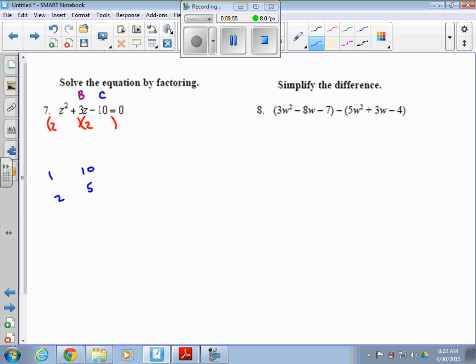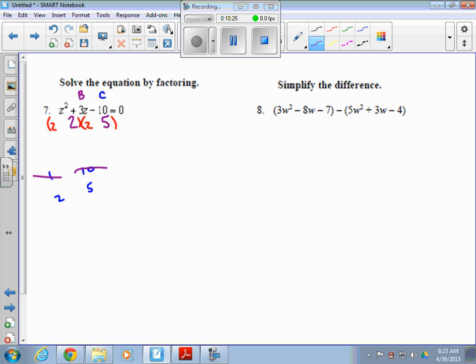Remember, the way we determine that is we combine them in every possible way. If you combine 1 and 10, you're going to get a number 9, or you're going to get a number 11. That's the only two numbers that pair will give you. So 1 and 10 won't work because that's not the number 3. If you combine 2 and 5, you're going to get the number 7, or you're going to get the number 3. So 3 is the number we're looking for. So the numbers we're going to use are 2 and 5.